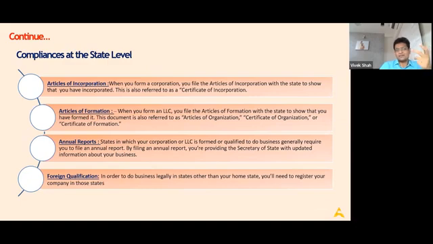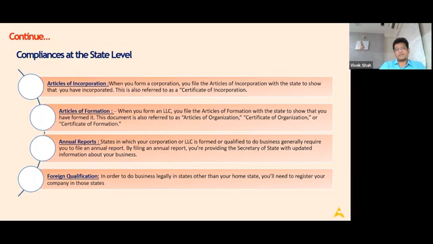Compliance at the state level, I already mentioned that when creating the company, you have to file the articles of incorporation or articles of formation. Every year you have to file the annual report. Annual report is something like a renewal of the company or LLC.